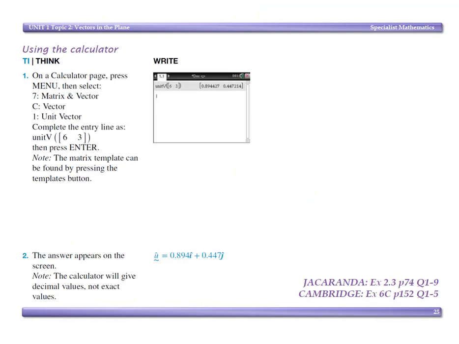Now your calculators can work out unit vectors for you. Make sure you can go through this process and work that out for yourself, because it's a good way to be able to check your answer. Now note, the calculator will give you decimal values, not exact values. So if you're ever asked to find the exact value, you'll have to do it by hand.